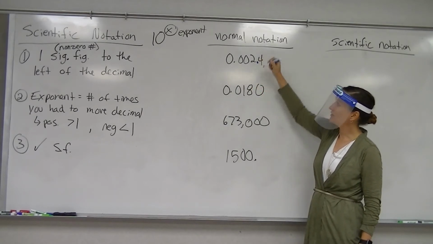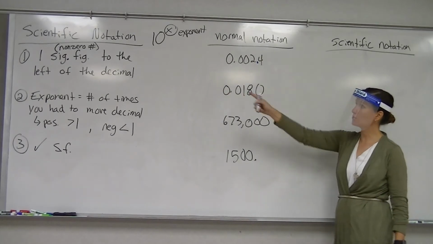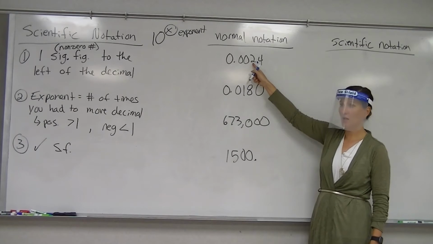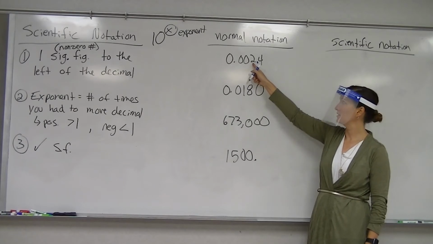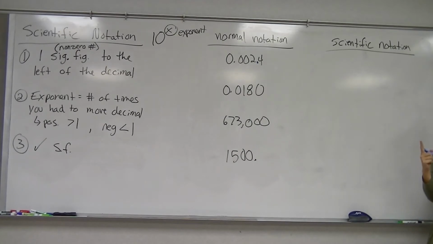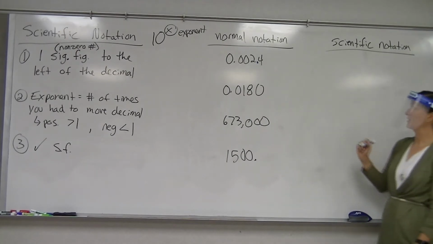How do I know that? Because of that first rule. That first rule says, I want the decimal so that there's only one non-zero number to the left. And that's the only spot I can put it. Do we count it this way? We're going to be moving it to the right to get it there, yes.